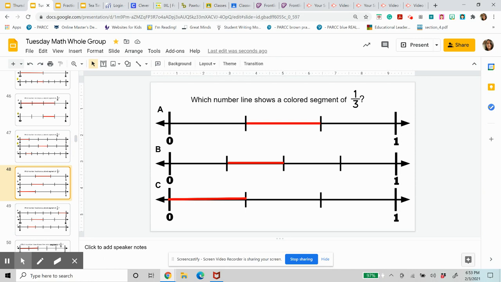All right, which ones show 1/3? So take a minute, write down your answer. This is slide 48. So do you think A, B, or C, or maybe a few of them? Could be A, B, C, or A, B, and C. You let me know.